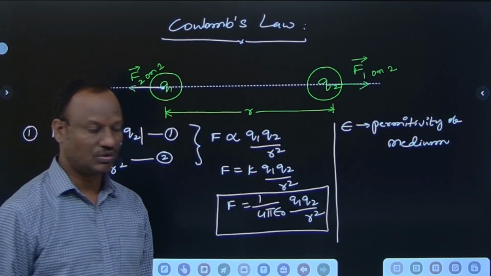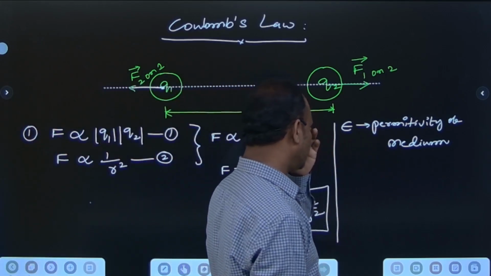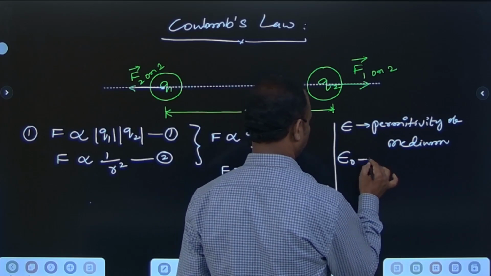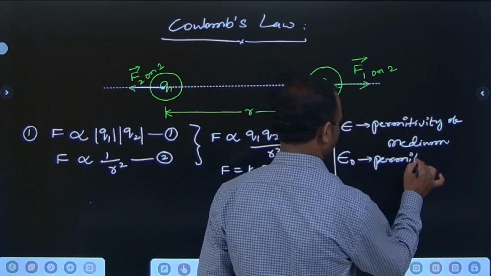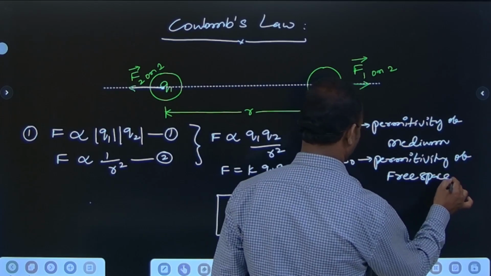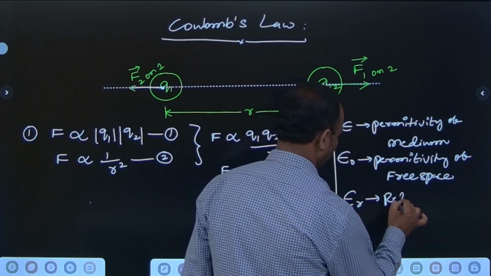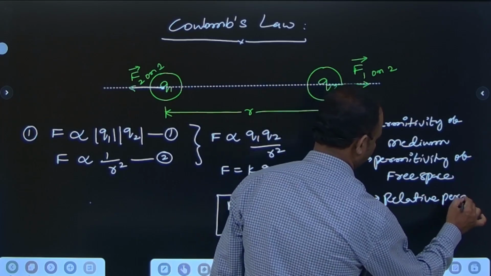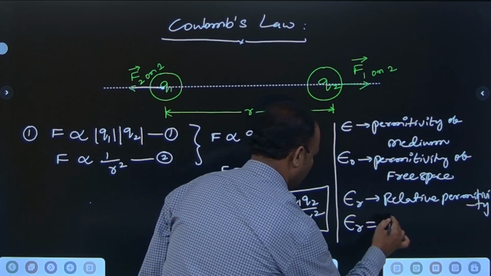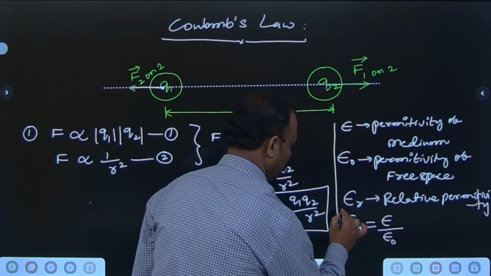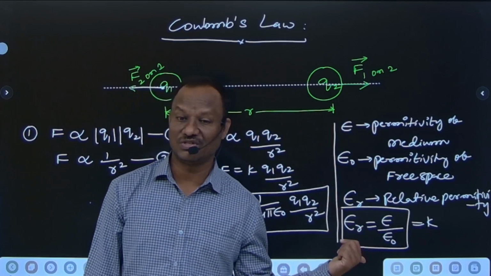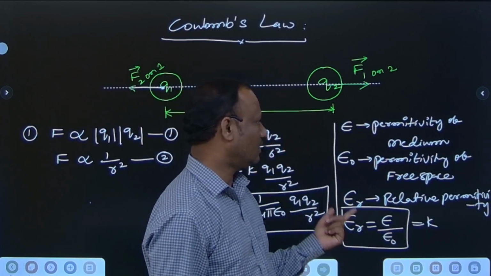The permittivity of a medium is epsilon. It changes from medium to medium. Epsilon naught is the permittivity of free space. Next, epsilon R is the relative permittivity. Epsilon R equals epsilon by epsilon naught, which equals K. K stands for the dielectric constant, which we discussed earlier.